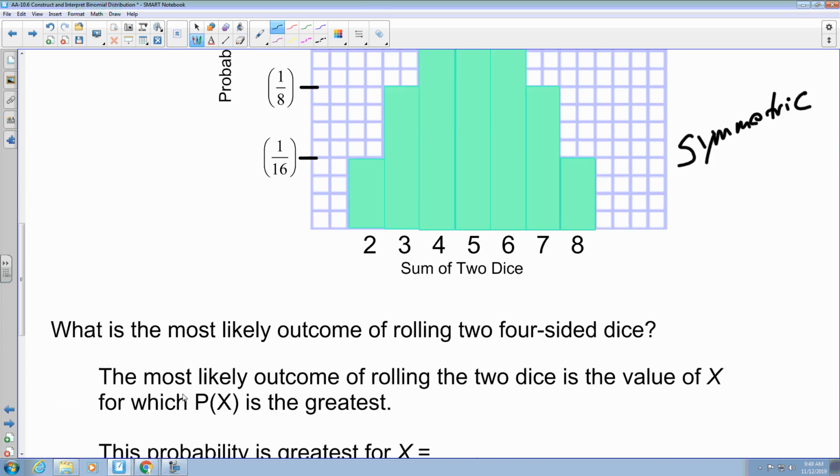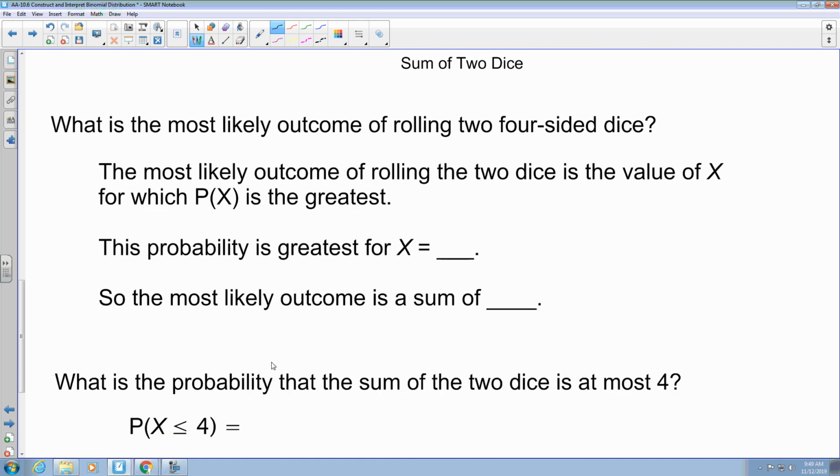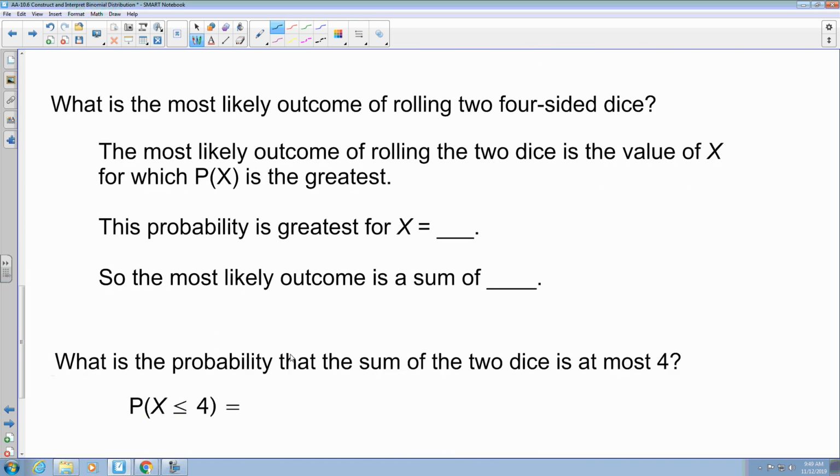Well, what we can do now is look at some questions they're asking. It says, what is the most likely outcome of rolling two four-sided dice? The most likely outcome is the value of x for which the probability is the greatest. If we look up at the chart, the greatest chance was 1/4, and that was getting a sum of 5. So the most likely outcome is the sum of 5.